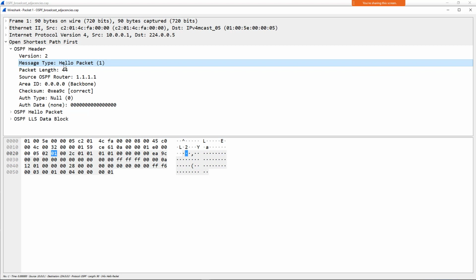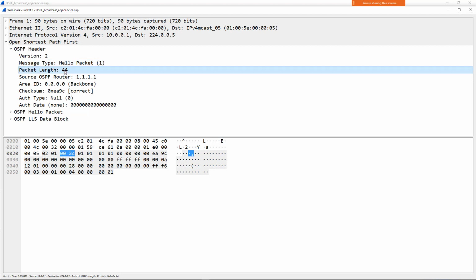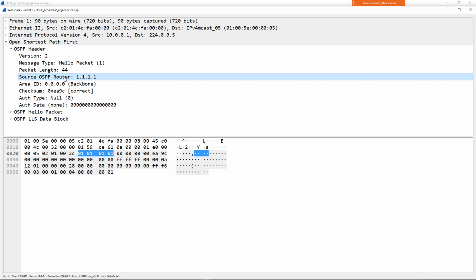So this is a hello packet, which is a message type of 1. What is the size of the packet itself, which includes the header? So that's the payload as well as the header. Who is the router ID that's generating this OSPF packet? So that's something we didn't see in EIGRP. The router ID shows up everywhere.